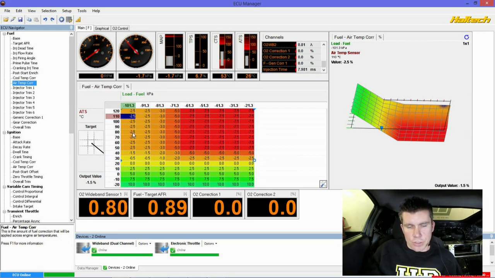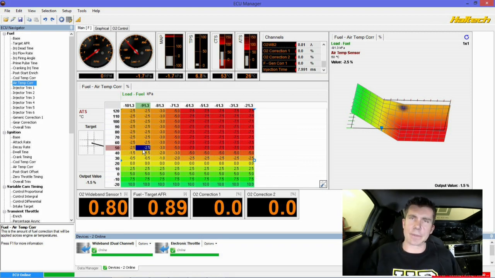And you can see I've reduced some of the control I've got. Instead of at 50 degrees, where we should have theoretically minus 7.5% trim, at minus 100 and minus 90 kPa, I've actually reduced that down, so I've only got 2.5% trim.